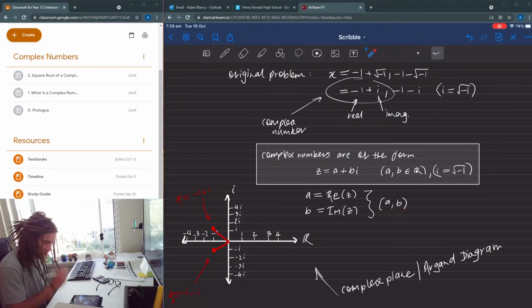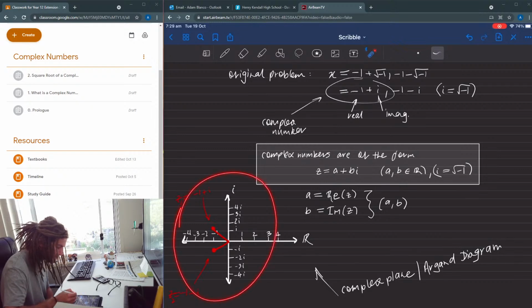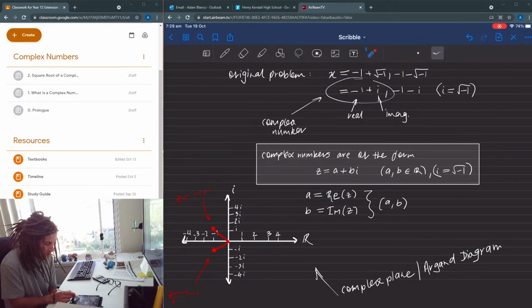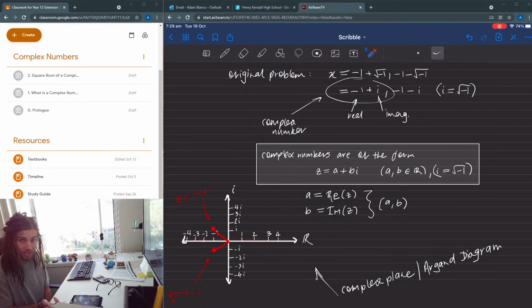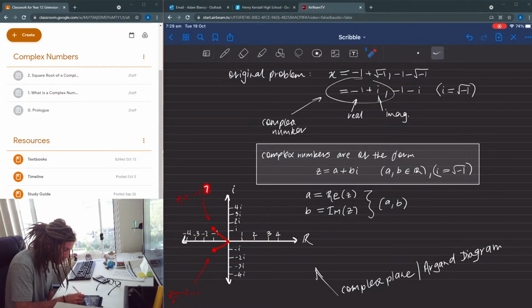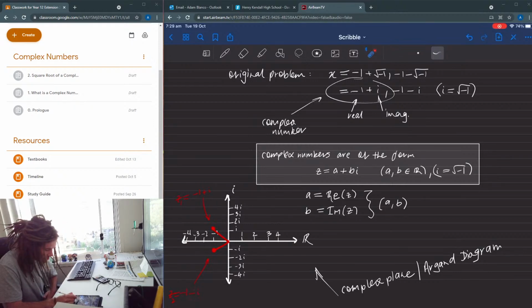Also see how I've got minus 1 plus i and minus 1 minus i, and their relationship on this graph seems to be symmetric over the real axis. I was about to say the x-axis, but the real axis. That's no coincidence. If I had minus 1 plus 2i and minus 1 minus 2i, that would be here and here, and that would also be symmetric. So that is a relationship.